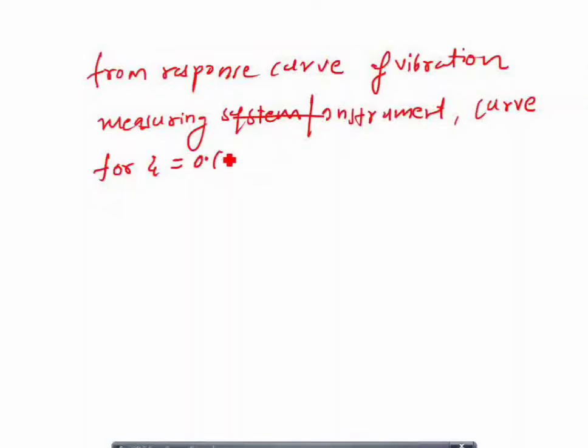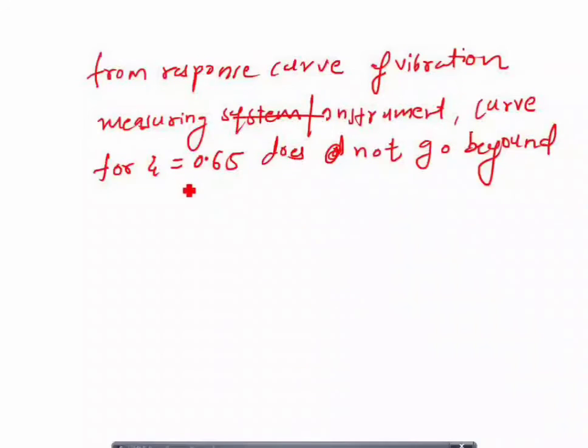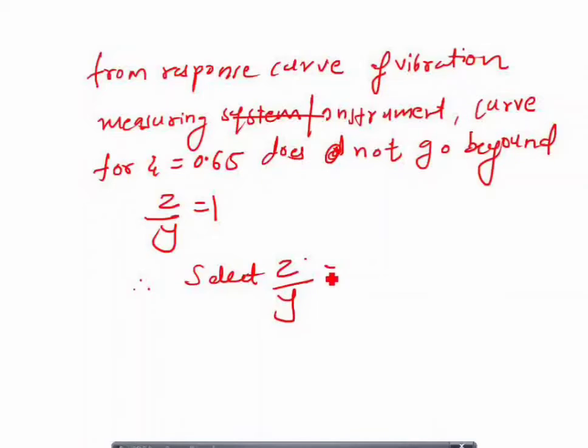The curve for zeta is equal to 0.65 does not cross, or we can also write does not go beyond, z by y is equal to 1, right? Means it will not cross z by y is equal to 1. Therefore select z by y, the ratio of amplitude, is equal to 0.98. Once you select this, now we can easily calculate using the formula.